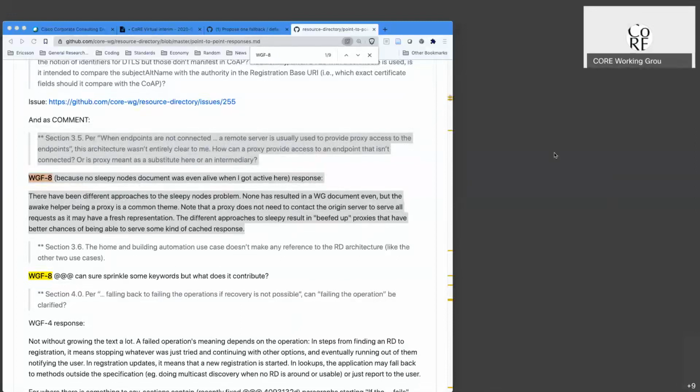The comment is about how you can provide access to an endpoint that is not connected, and maybe what we need to clarify is that we are not providing access to the endpoint, but to the latest resource representation stored somewhere. Yeah, the proxy does not need to. My draft response says it doesn't need to. It just needs to have representations, and if it doesn't have them, then it may do whatever, but especially fail the proxying operation. But if we have a plan forward, and I think we have, we can jump to the next one.